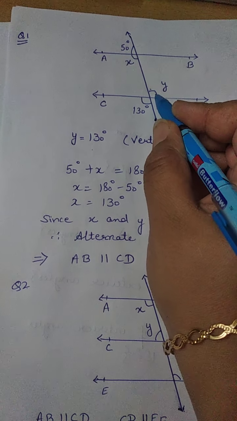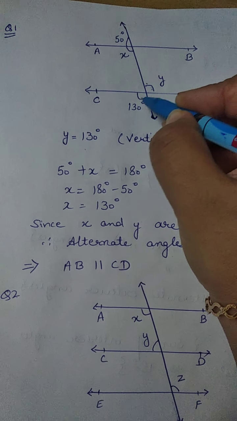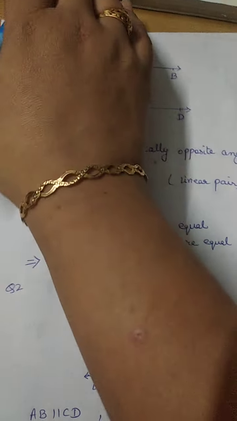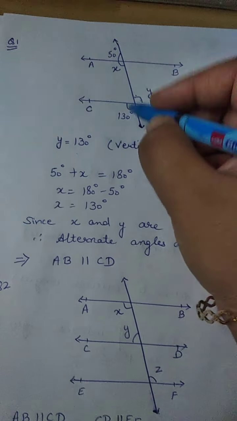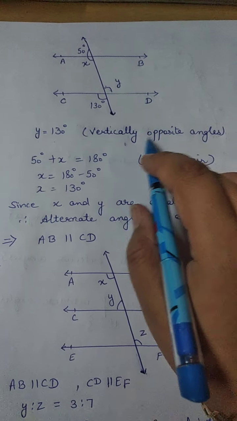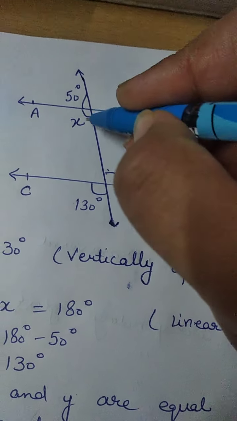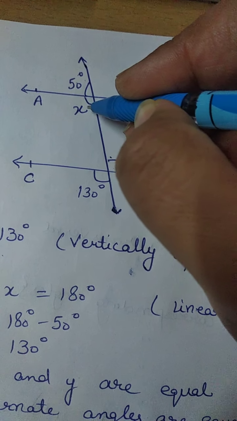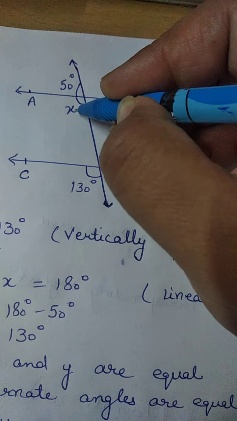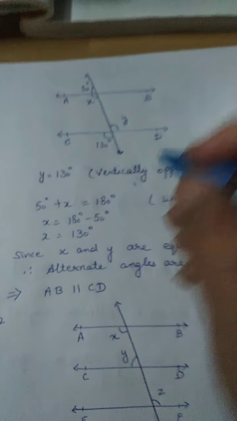First of all, we will find the value of y by the vertical opposite angles theorem, which we learned in the previous exercise 1. So y is equal to 130 degrees because they are vertically opposite angles. And this is a line, and on the line this is making a linear pair. We know that very well. We did it in the 8th class as well: x plus 50 degrees is equal to 180 degrees.